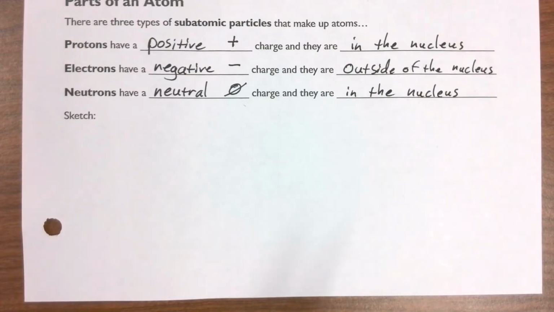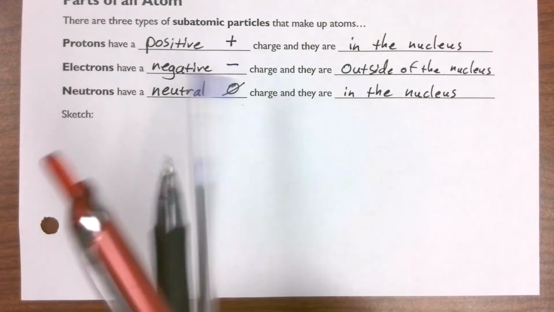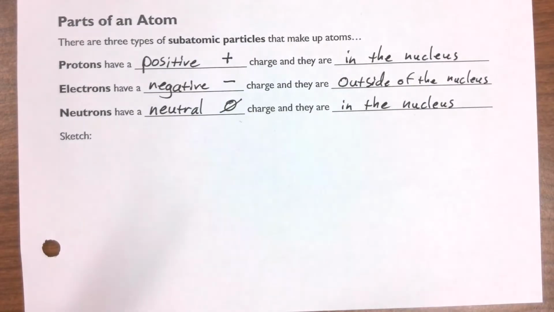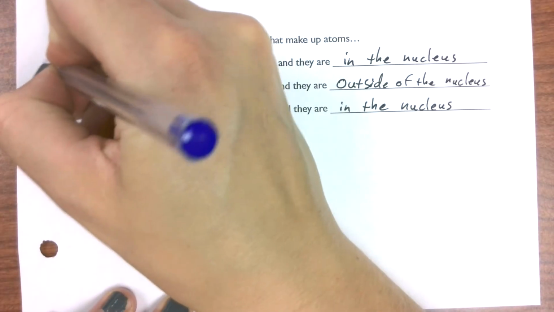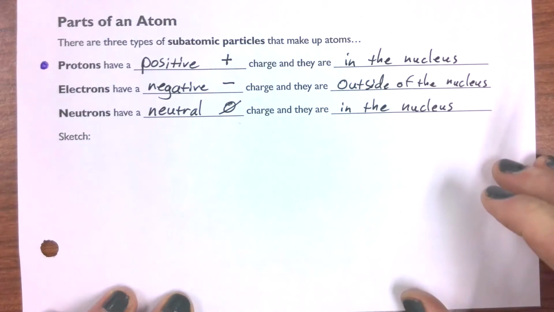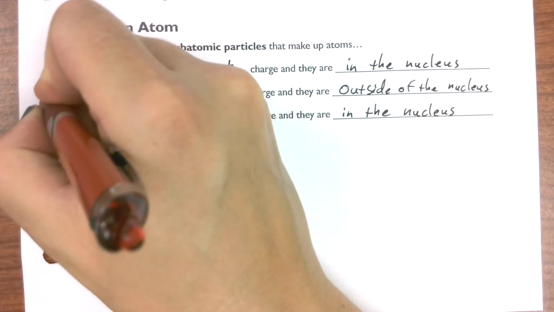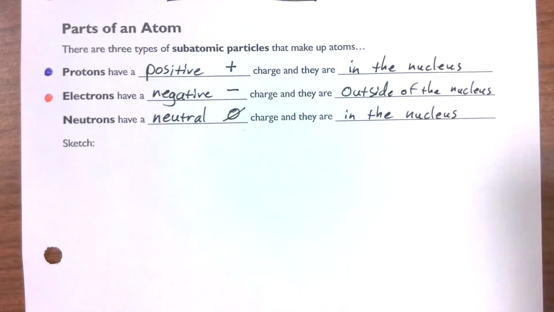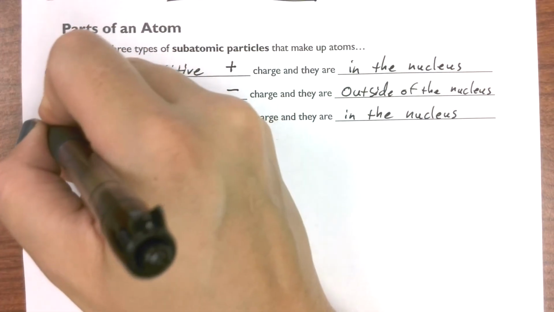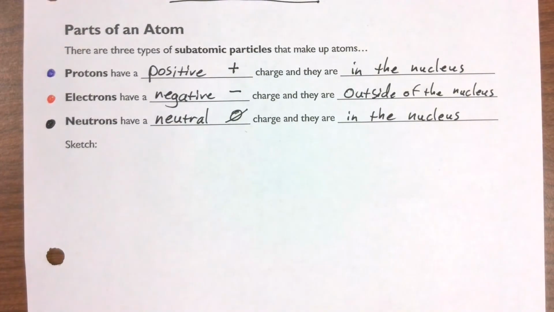Now I have a couple different colored pens here that I'm going to be using. If you want to grab some coloring materials or whatever, you're welcome to do that. So I'm going to use the color blue to represent protons, and I'm going to make my little key up here. So I'm going to draw a blue dot next to proton. I'm going to use red to represent electrons, so I'll draw a red dot there. And then I'm going to just use my black to represent neutrons.